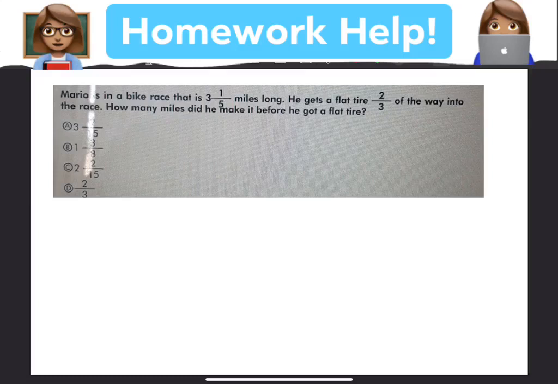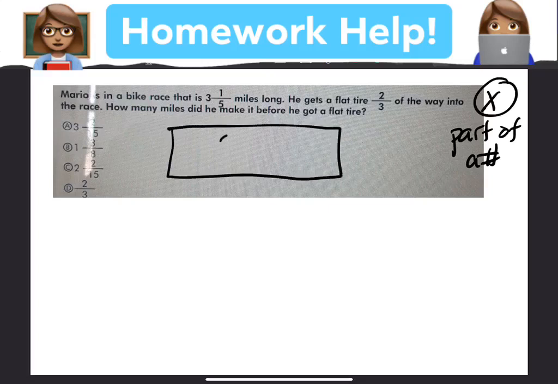These second ones get a little bit difficult because now we're going to talk about parts of numbers, and we don't always think of this as multiplication. When we want a part of a number, we can multiply. So let's see what this looks like. In this one, we have a bike race that is 3 1/5 miles long. So he's going 3 1/5 miles, but he gets a flat tire. Oh no, 2/3 of the way there.